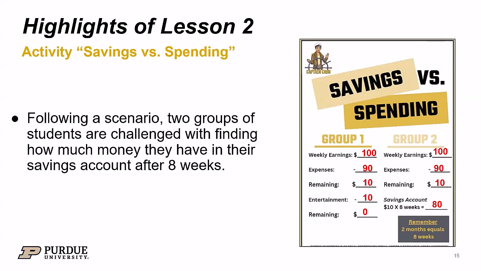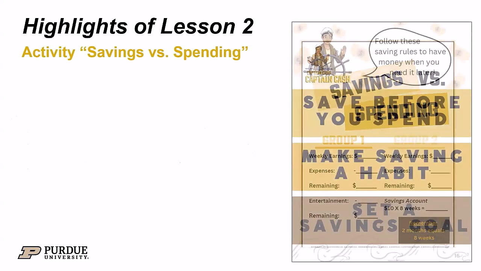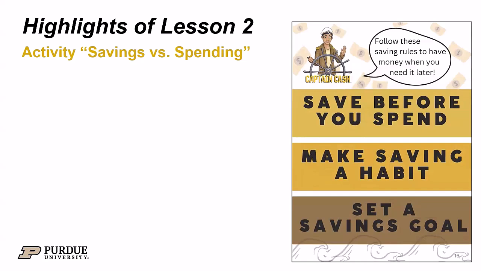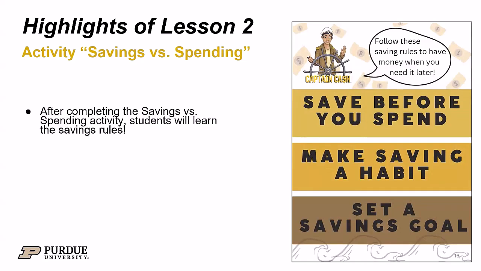So the importance of spending. And I mean, they find out how much money they've had in 8 weeks, and then we talk about why that's an advantage. And then we actually have this savings poster. And after they complete that activity, and this can be pre-printed, or you could just put it on poster paper, but anyway, you have the students all recite together.